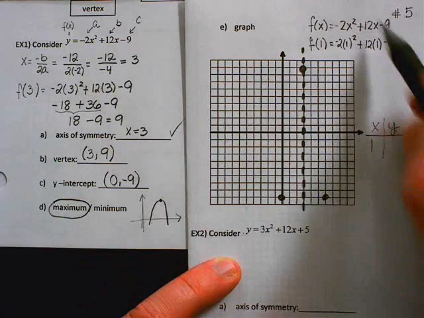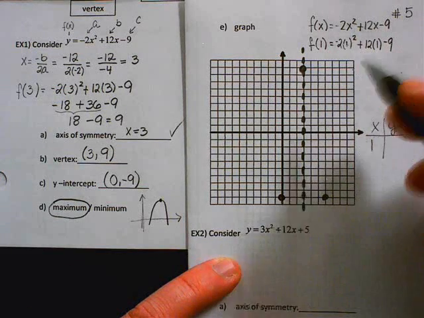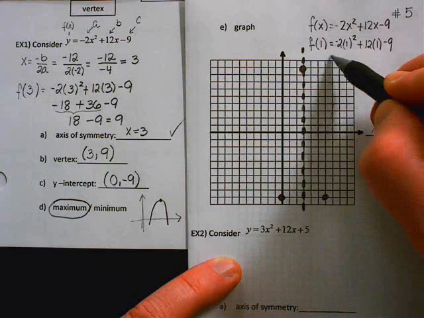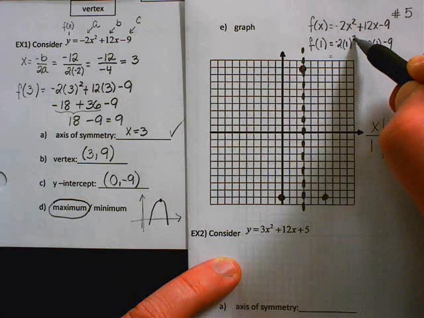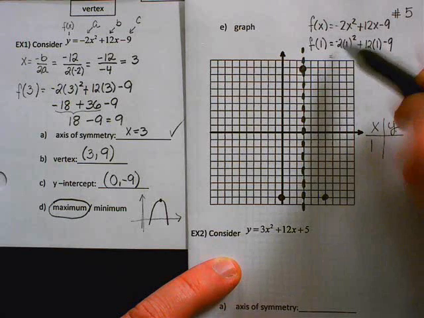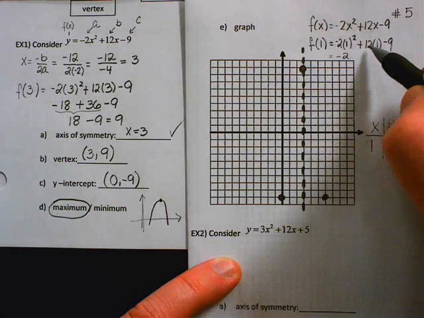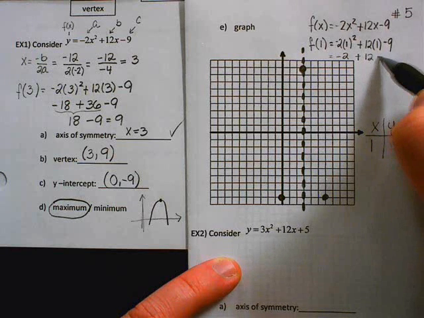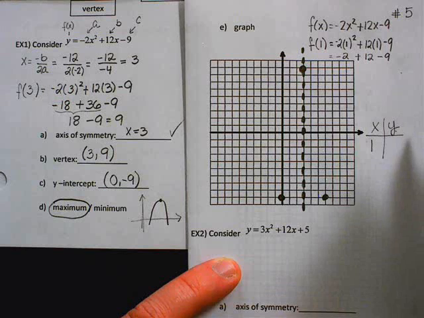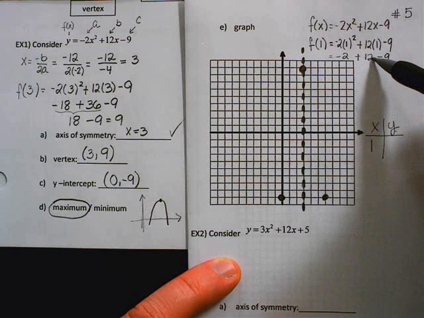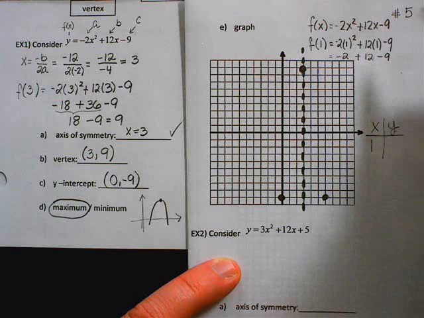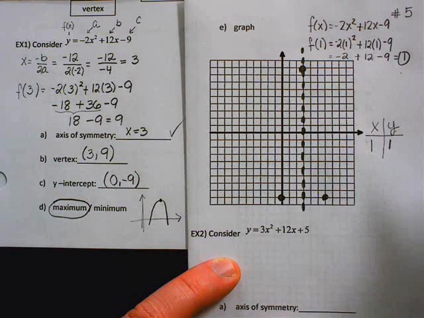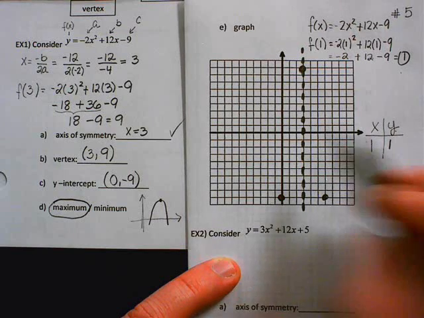Alright, so 1 squared is 1, and 1 times negative 2 is negative 2. Then we have 12 times 1, which is 12. And then we bring down the 9. Now negative 2 plus 12 is 10. 10 minus 9 will be 1. So that means my point is going to be 1, 1. So 1, 1. And there we go. Now we have 4 points on the graph.